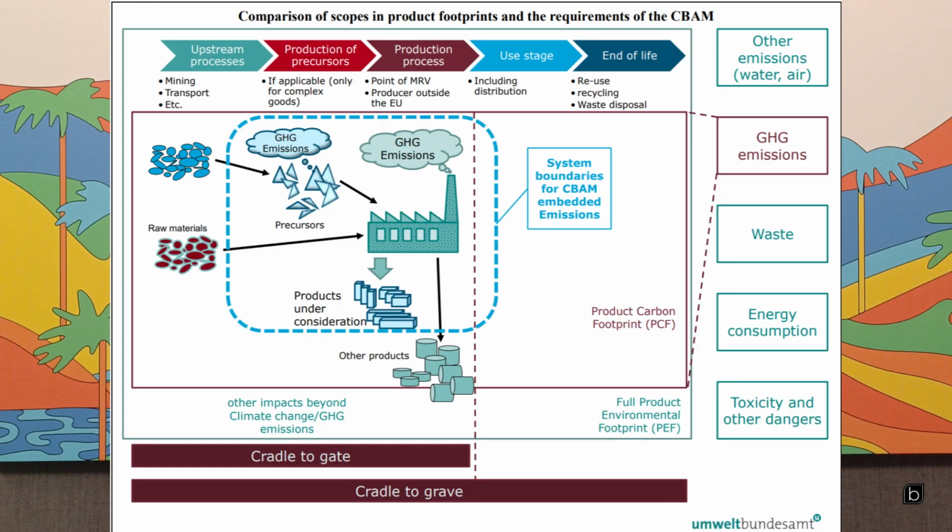For CBAM, it covers the raw material production and the production or manufacturing process of the product. So when we compare with ISO 14067, CBAM excludes the raw material extraction and the transportation from the raw material site to the factory. Here is a simple illustration in the CBAM guideline document which shows what the life cycle assessment of a product looks like and how it is relevant to the CBAM requirement.